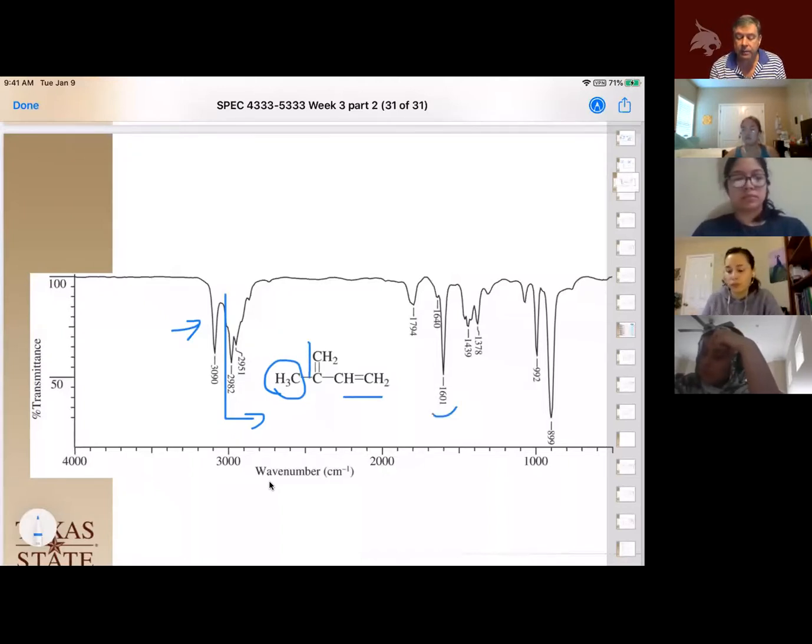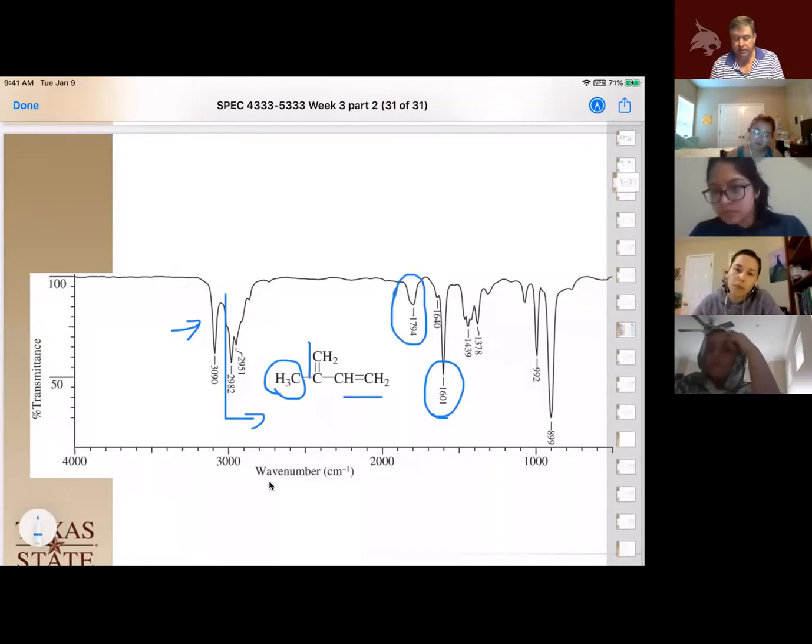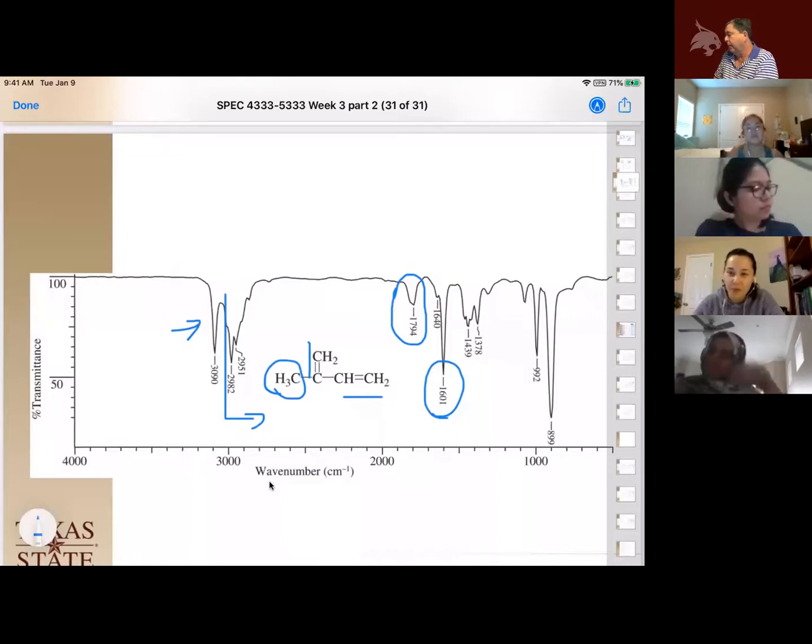And then we also have our 1600 peak. That's our carbon-carbon double bond. But we have this new peak right here, the 1794, okay? So if we go to our book, what's in that range? That looks different than anything we've had before. So what could that mean?